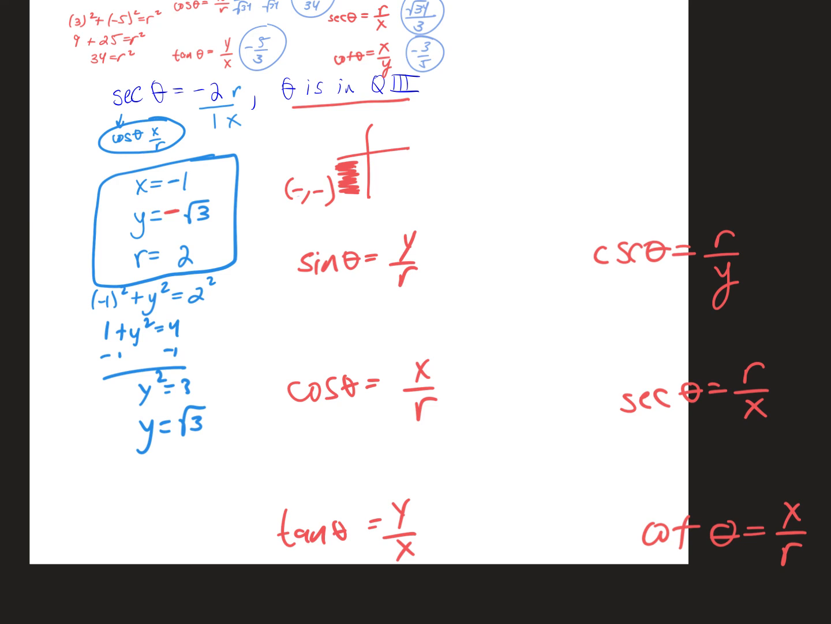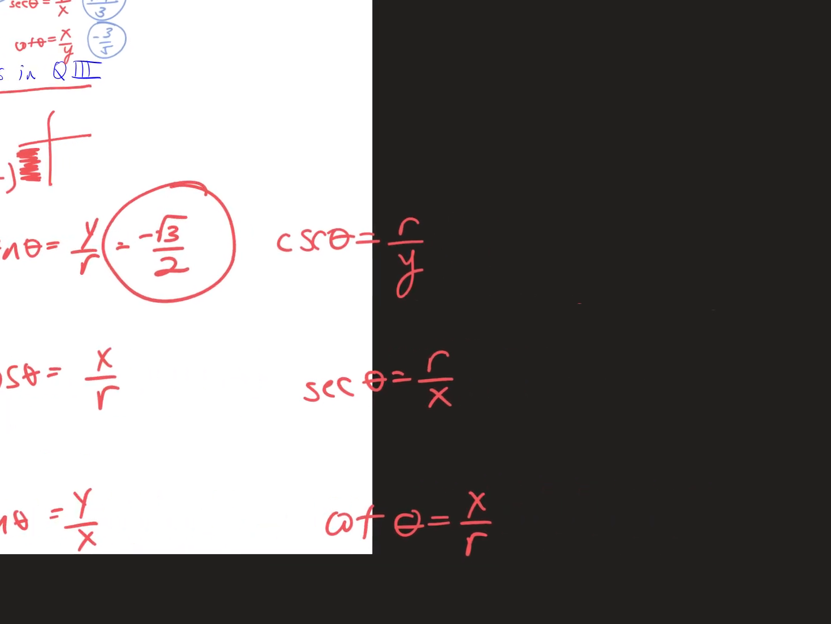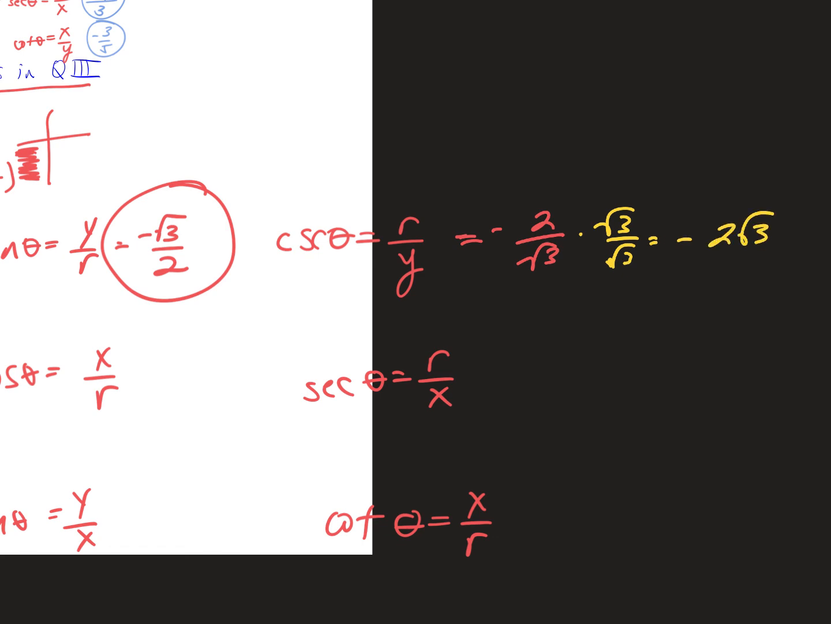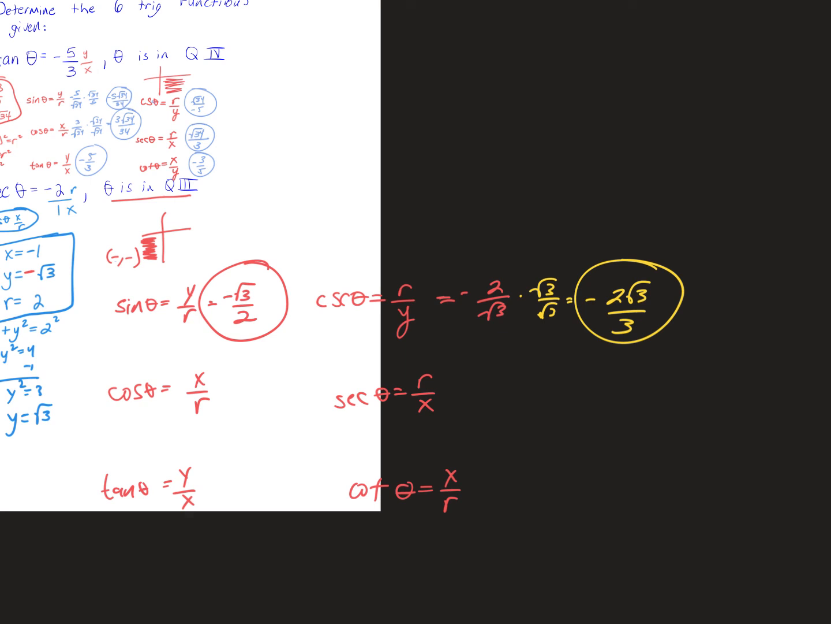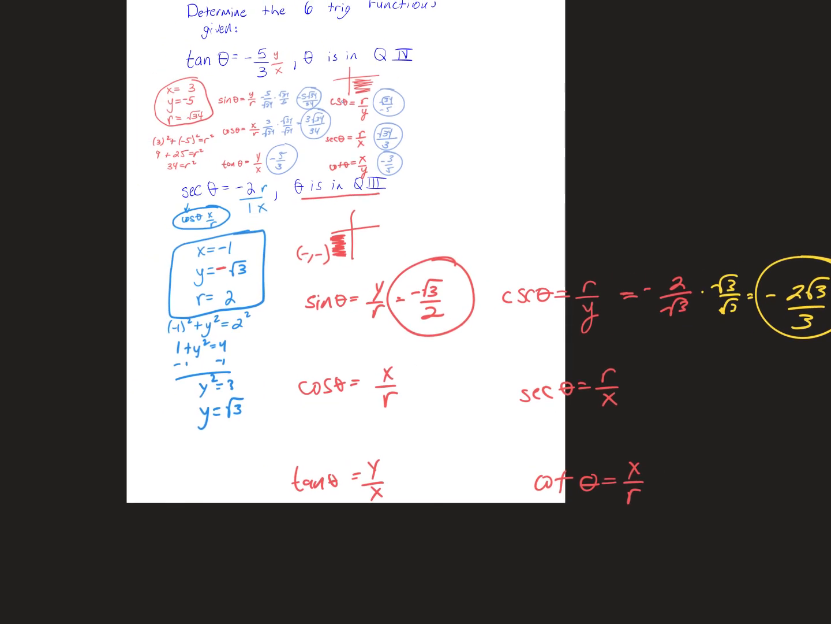And now we just plug our information in. Y over r. So I have negative square root of 3 over 2. Do I have to do anything with that? Nope. So when I come over here and I flip it, I have negative 2 over square root of 3. Is that all right? No. What do I have to do? Rationalize. So I have negative 2 root 3 over 3. Cosine is x over r. Negative 1 over 2. Do I have to do anything to that? No. Secant is negative 2 over 1. Do I have to do anything to that? No.